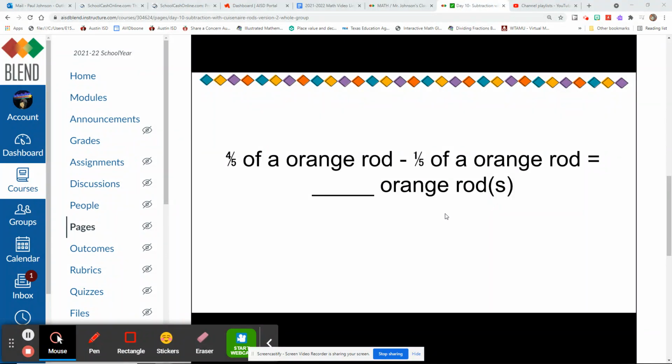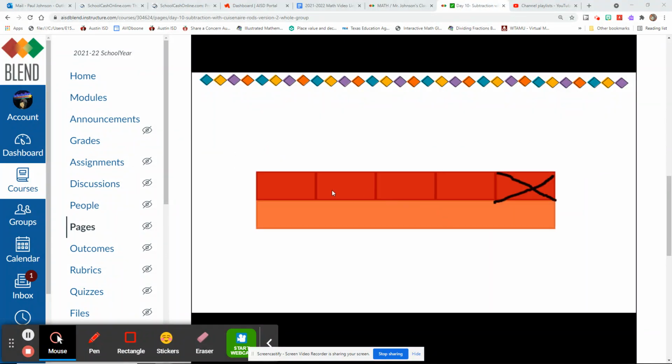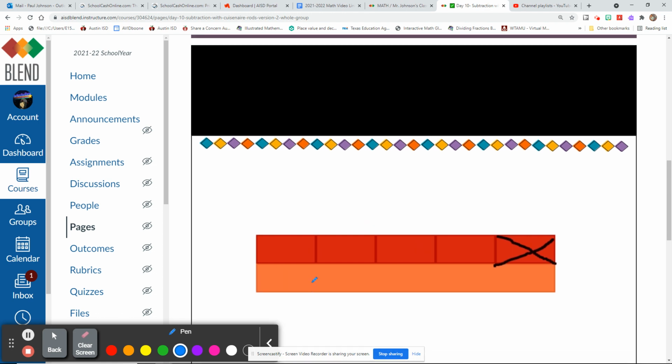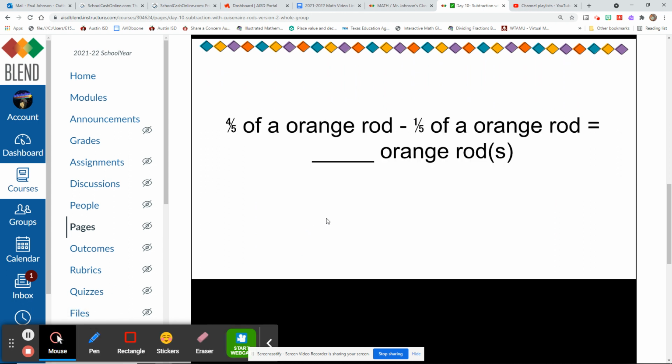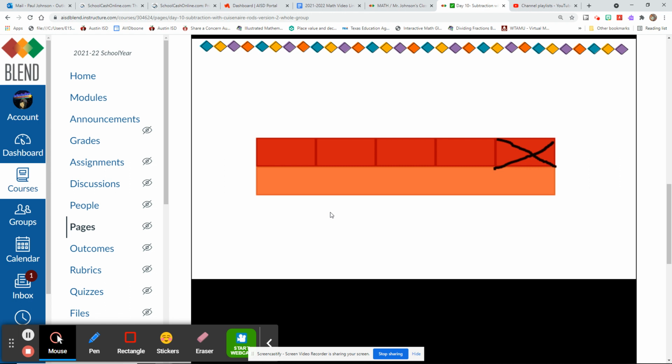All right, so we got 3/5, and then they did that awesome picture that they did yesterday. But I don't know why they did the picture like that. The picture's wrong. Let's go back. Let's check their work.